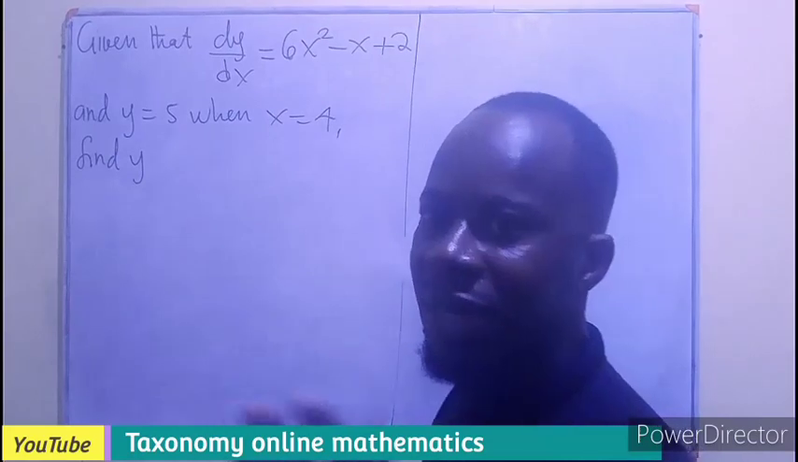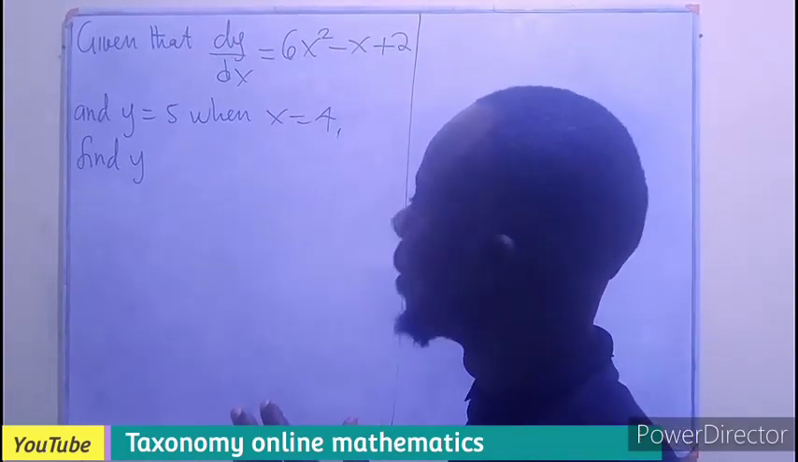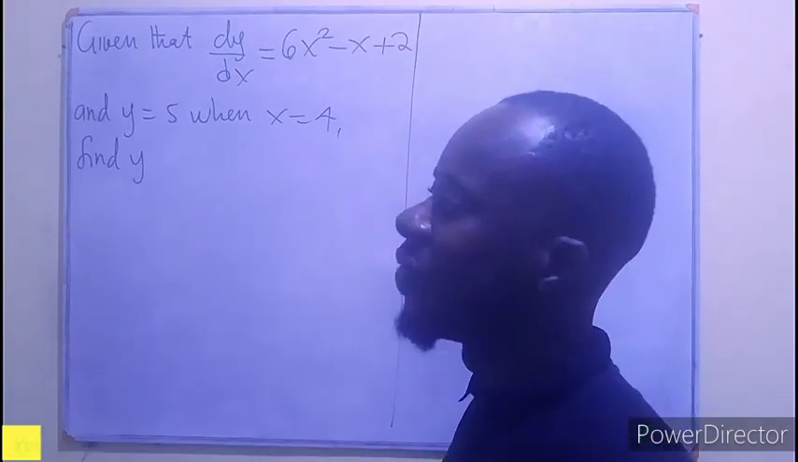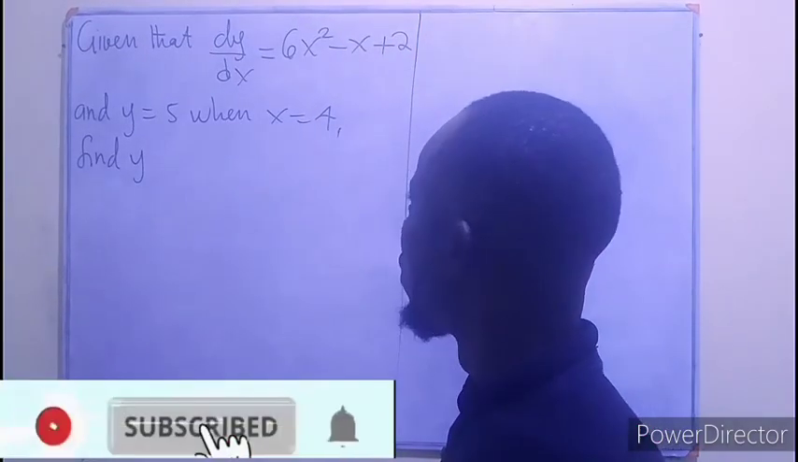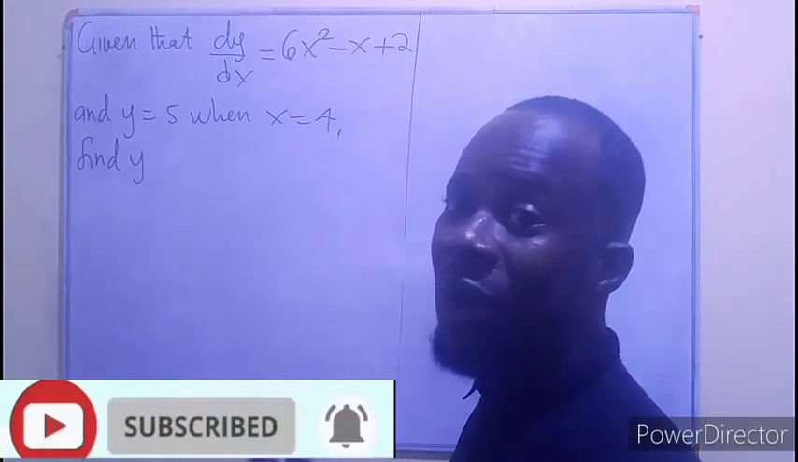Given that dy/dx is 6x² − x + 2, and y is given as 5 when x is 4, we have to find y.